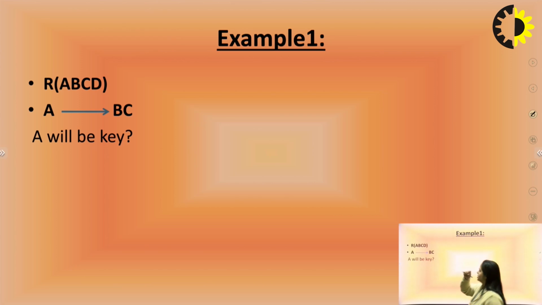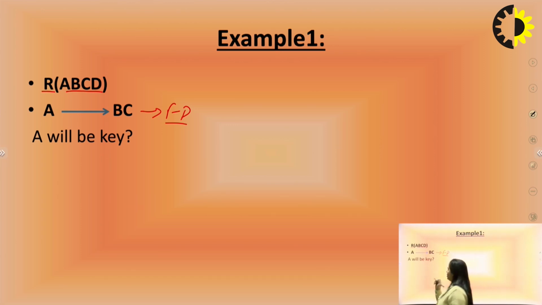Take one example. Suppose this is our relation R having attributes A, B, C, D. We have 4 attributes in relation R and this functional dependency A to B, C is given for this particular relation. Here I will revise what a functional dependency is. This functional dependency means if you give me the value of A, I will fetch the values of B and C with the help of the value of A. This is the true meaning of functional dependency.